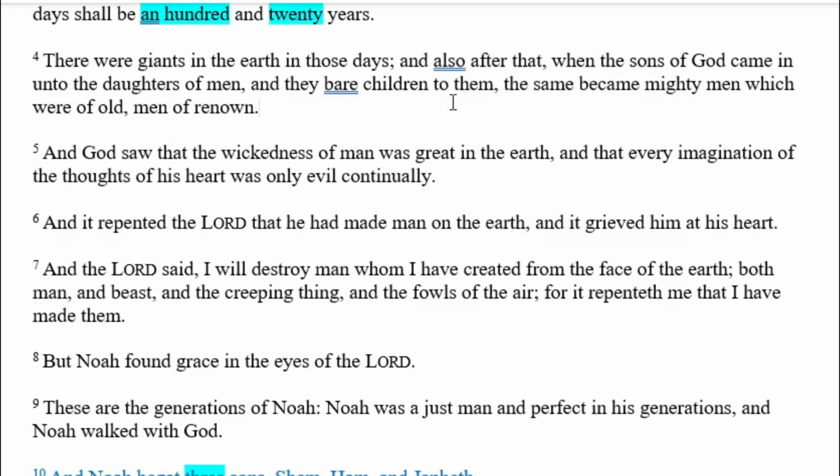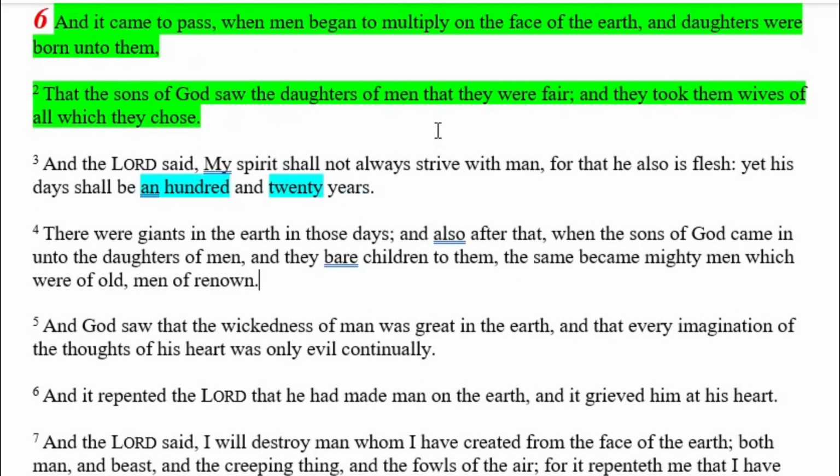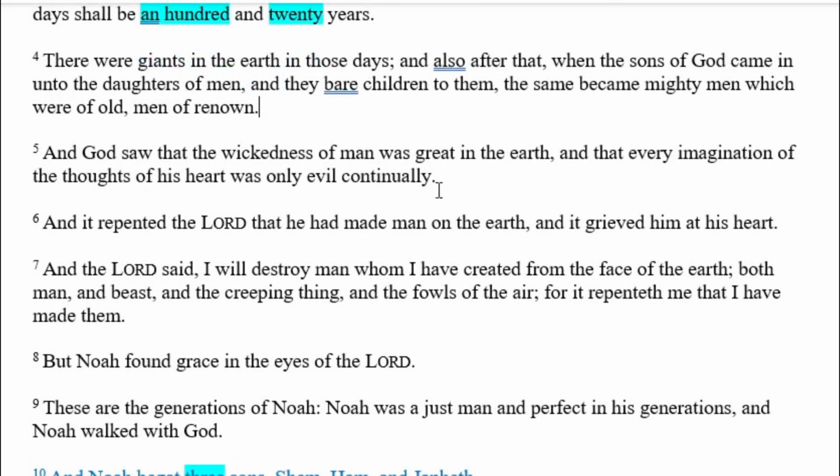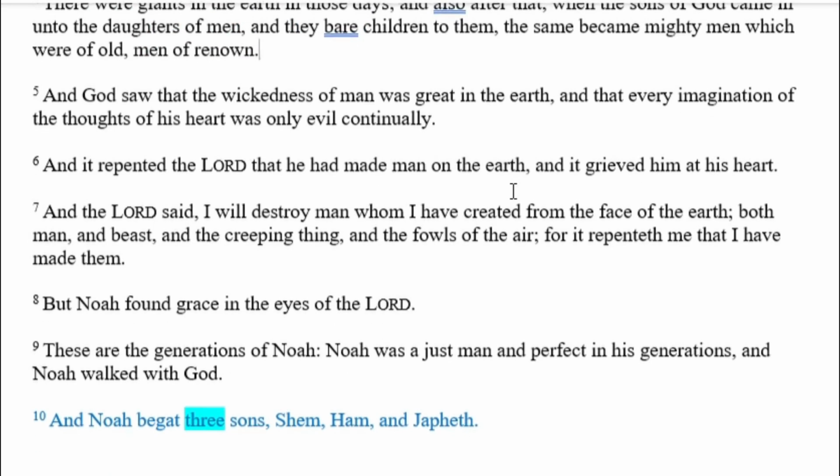It's the same concept. And also after that, when the sons of God came in unto the daughters of men, and they bare children unto them, the same became mighty men, which were of old, men of renown. So all of those childhood pure qualities and characteristics have now become, I don't trust you, I hate you, get away from me. We're no longer the same.